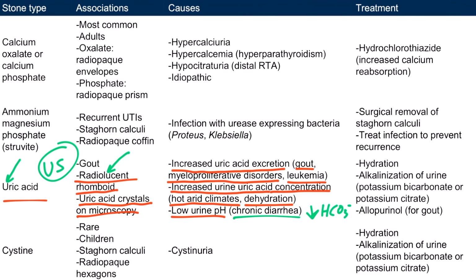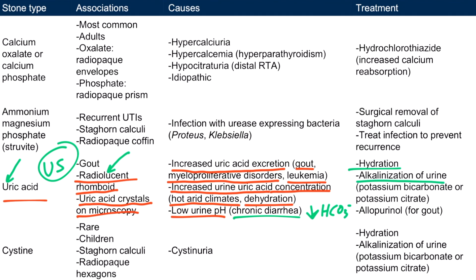Treatment of these stones includes hydration. This is to decrease the uric acid concentration in the urine, which makes sense. If dehydration caused the uric acid to precipitate, then hydrating the patient should help. Also, treat the patient via alkalinization of the urine.